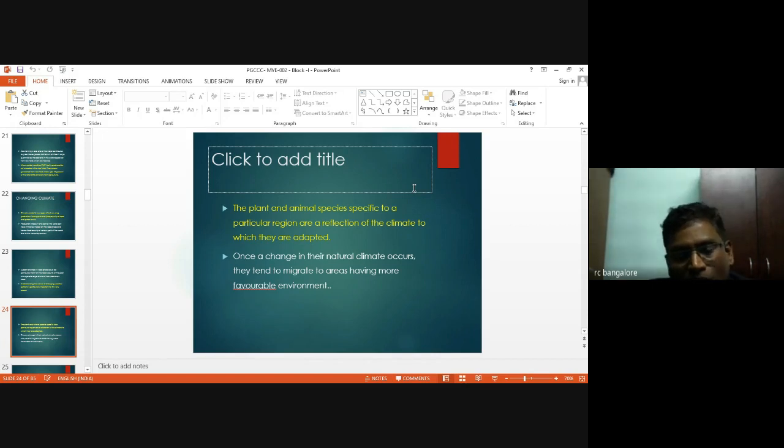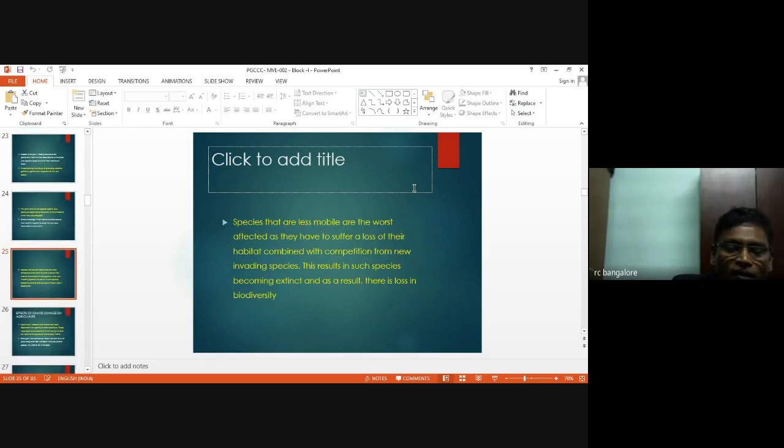What will happen? A large number of animals which inhabit the forest, maybe birds or other animals, migrate from one place to another because of a gradual change in the environmental climate in a particular location. Because of this climate change, these animals are forced to move from one place to another. The species that are less mobile are the worst affected, as they suffer loss of their habitat, combined with competition from new invading species.